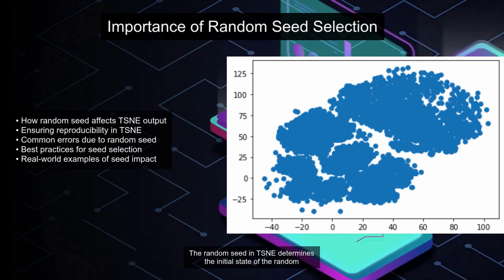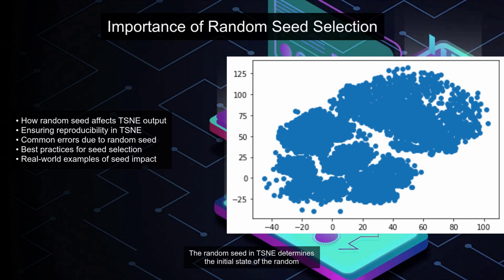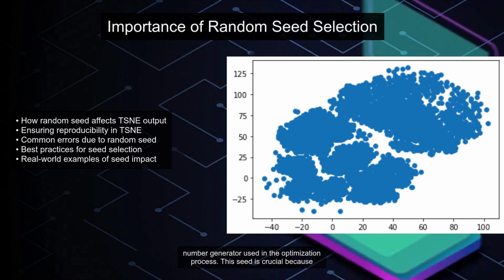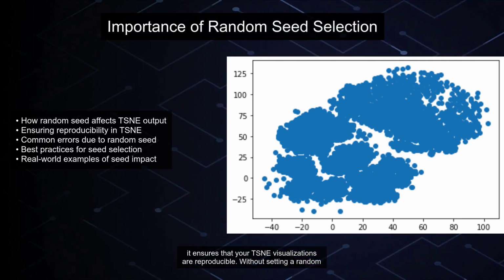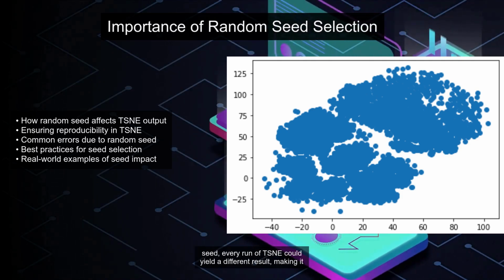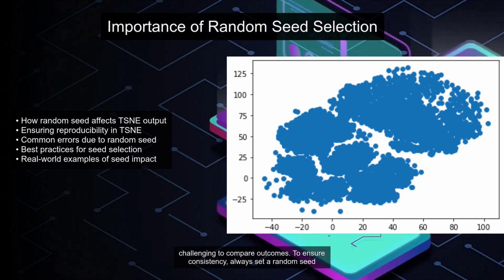The random seed in TSNE determines the initial state of the random number generator used in the optimization process. This seed is crucial because it ensures that your TSNE visualizations are reproducible. Without setting a random seed, every run of TSNE could yield a different result, making it challenging to compare outcomes.